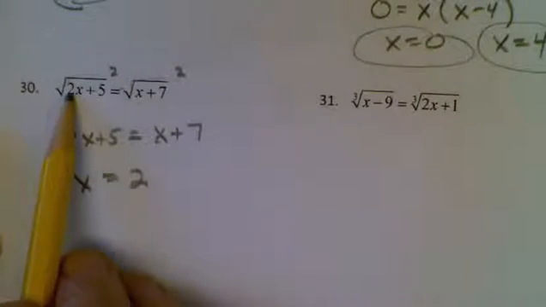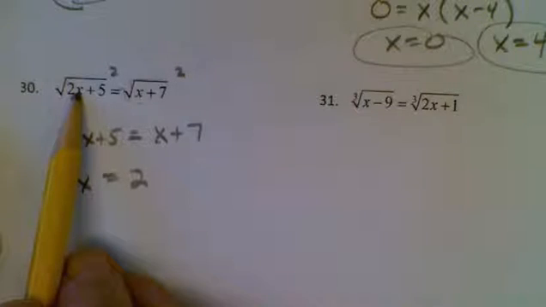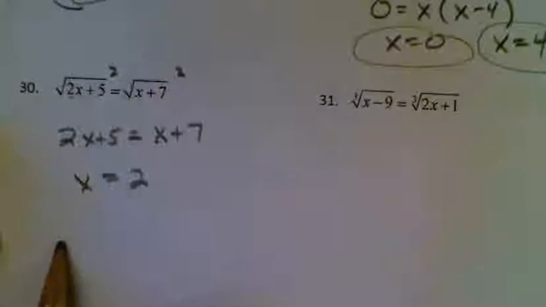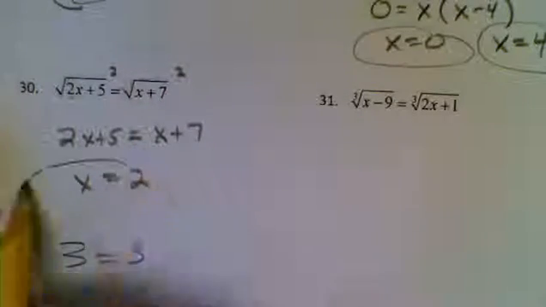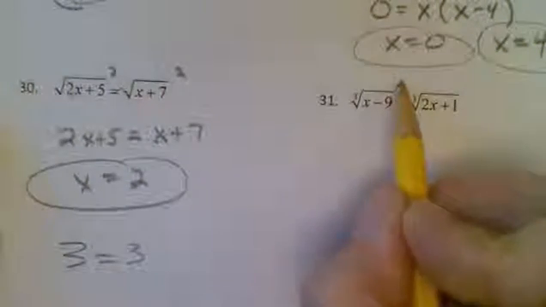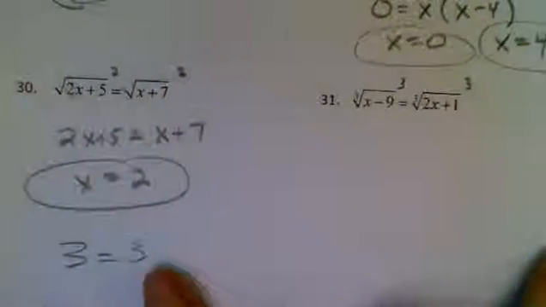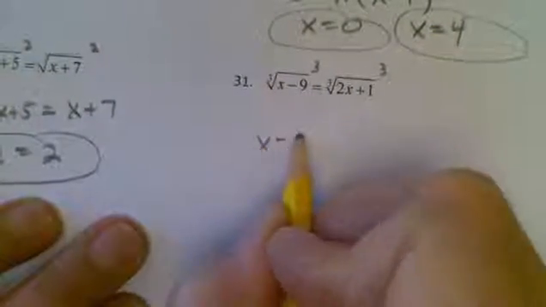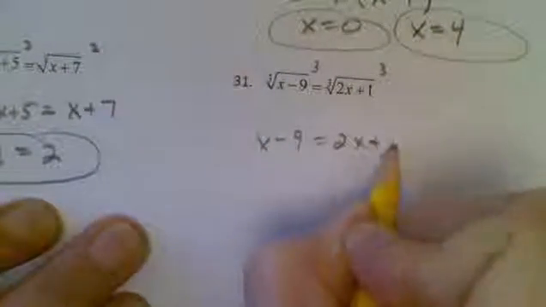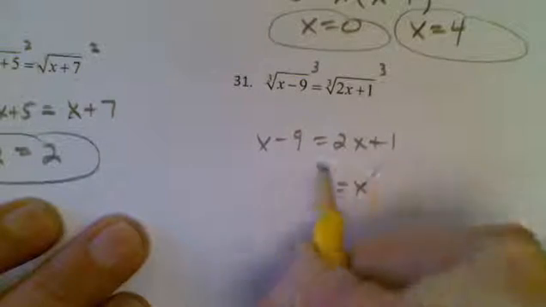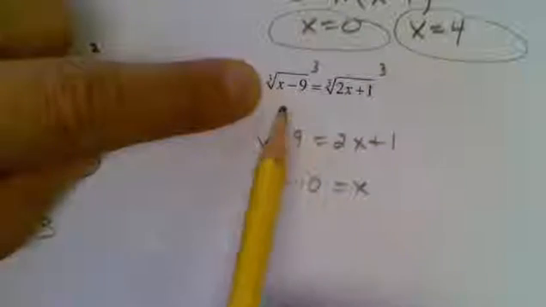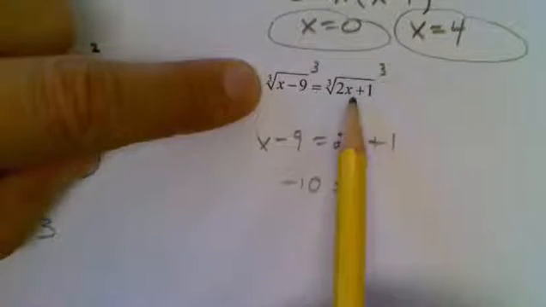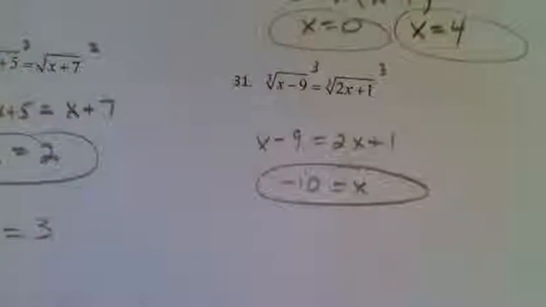We need to check it. So up here, the square root of 2 times 2 is 4, plus 5, square root of 9 is 3, equals, when I put a 2 up there, square root of 9 is 3. It works. Same with this one, except for now I'm going to cube it. So when I cube it, I get x minus 9 equals 2x plus 1. When I solve it, I get x equals negative 10. So if I plug it back in, I'll get the cubed root of negative 19 equals the cubed root of negative 19, and it works.